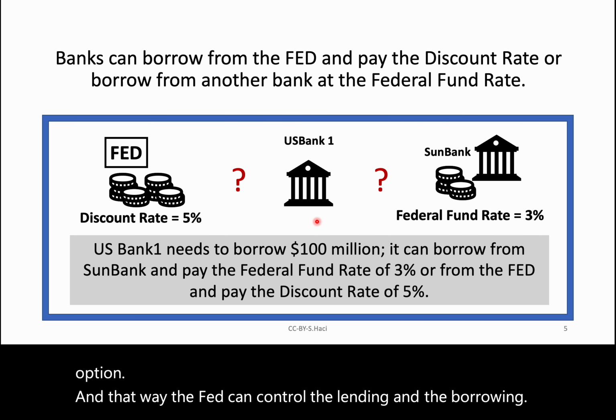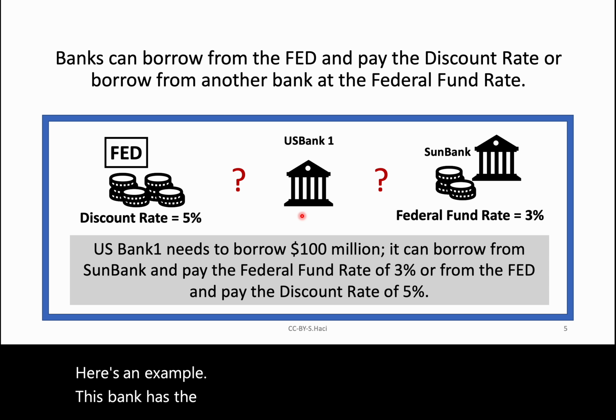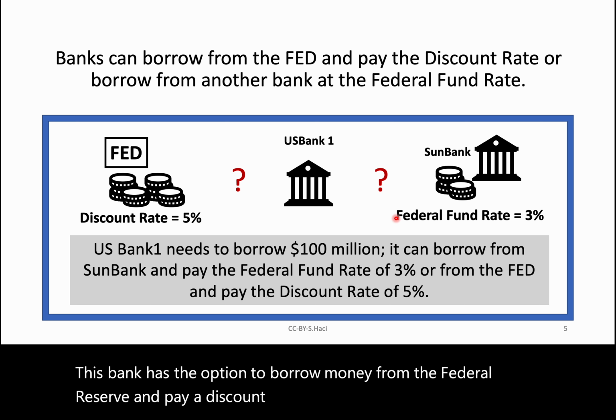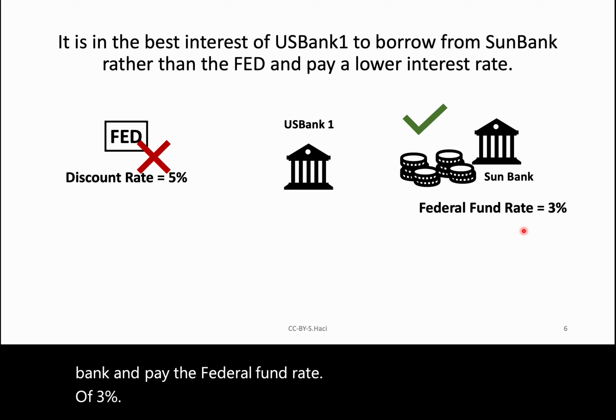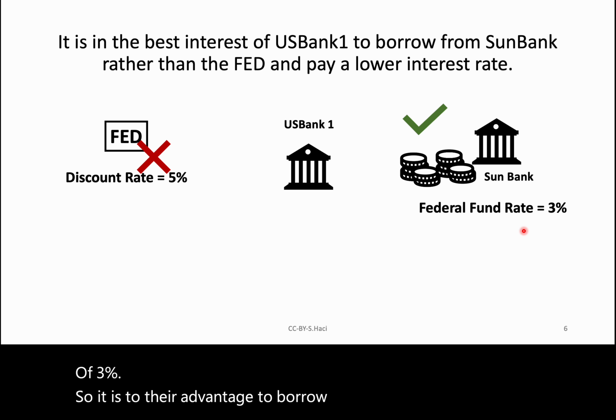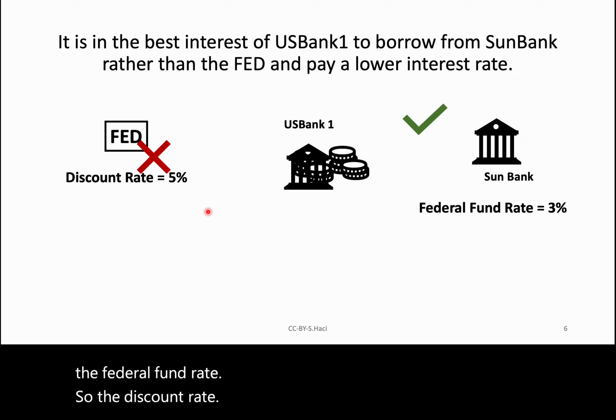Here's an example. This bank has the option to borrow money from the Federal Reserve and pay a discount rate of 5%, or borrow from another bank and pay the federal funds rate of 3%. So it is to their advantage to borrow from another bank and pay the federal funds rate. So the discount rate is sort of like the last resort.